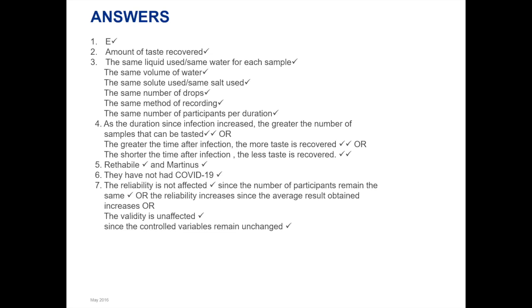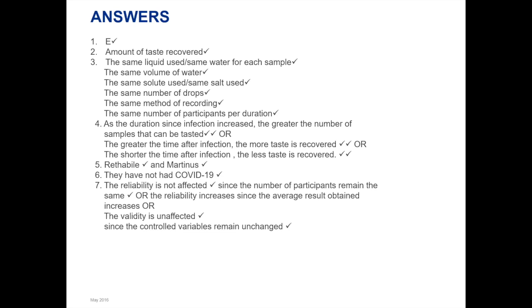Now let's look at 7. Replacing Given's results with Tomi-san's. Did it affect reliability? No. You're just taking one result and you're replacing it with another. So the sample size remained the same. The other answer they wanted for the reliability was that it increased because the average could have increased. The average that you calculated could have increased.